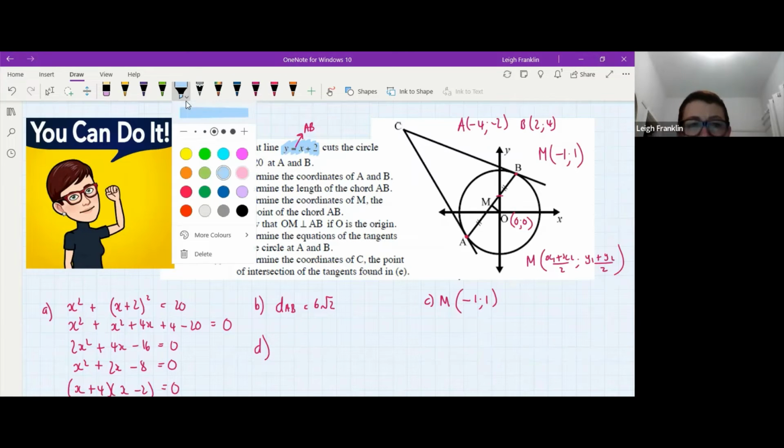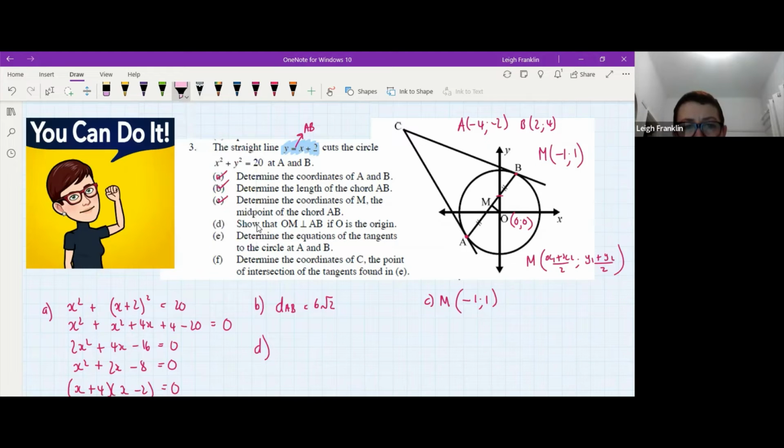Yes, Cassandra. I think that when we multiply both the gradients, it has to give us -1. Absolutely. But we're not allowed to use that to prove that it's true. So what we've got to do is work out the gradient of OM, then work out the gradient of AB, then times the two numbers together and get -1.